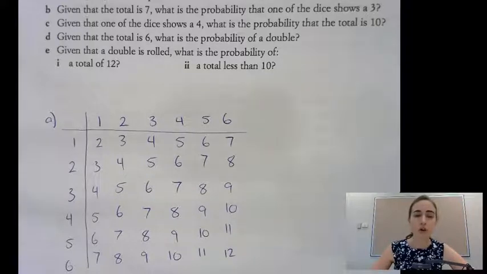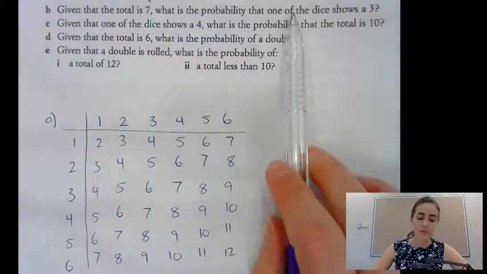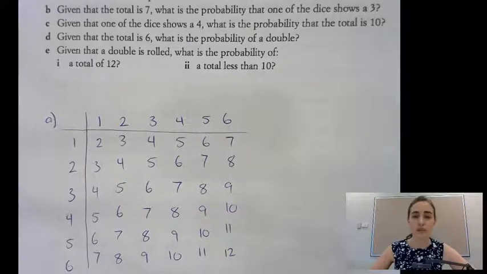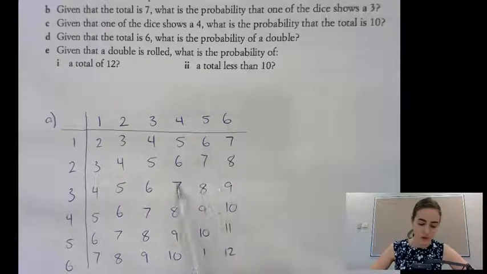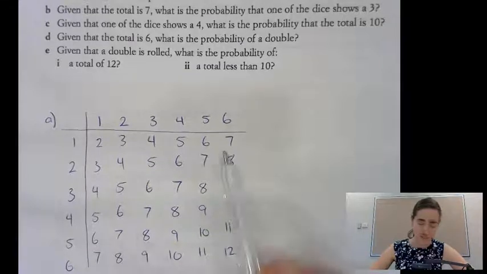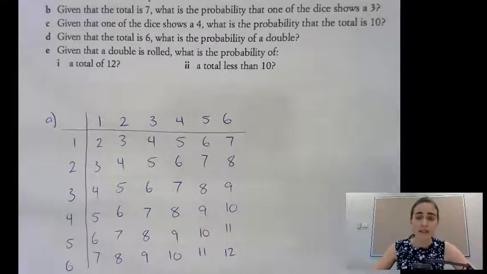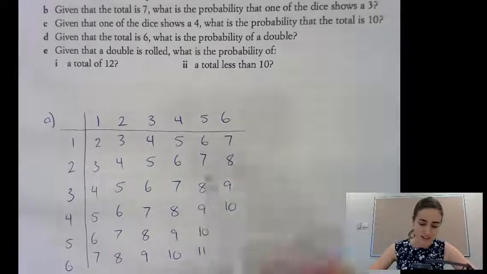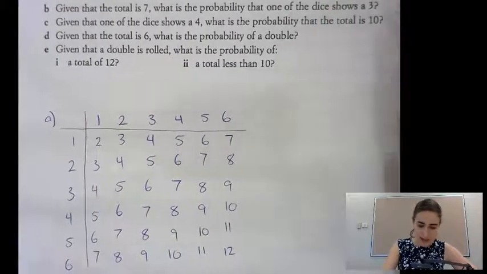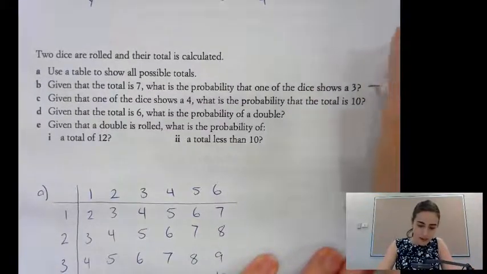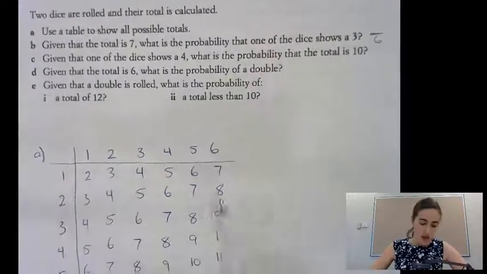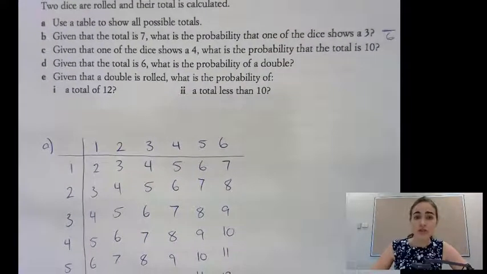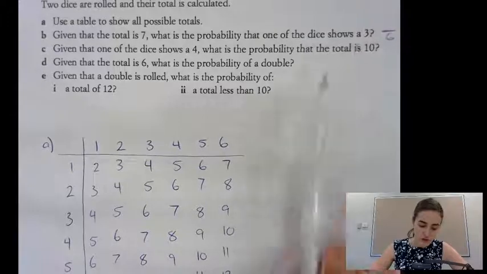So given that the total is 7, what is the probability that one of the dice shows a 3? Given that the total is 7, that means we're only looking at these 6 possible outcomes. So our sample space has just been reduced to these 6. So our denominator in this probability is going to be a 6.